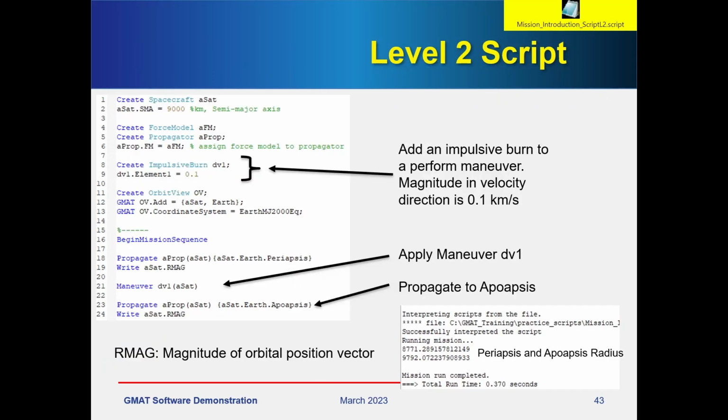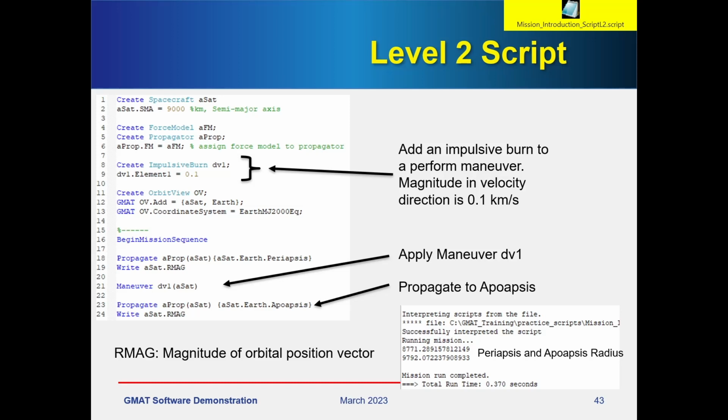For our level 2 script, let's add an impulsive burn. The first step is to create the impulsive burn resource, shown in line 8. We'll call this one DV1. You can look up in the user guide all of the options for an impulsive burn. Remember that by default, impulsive burns are set up in the VNB frame, or velocity, normal, binormal directions.